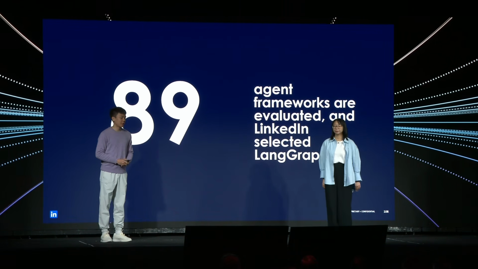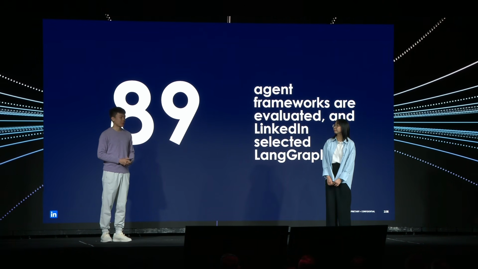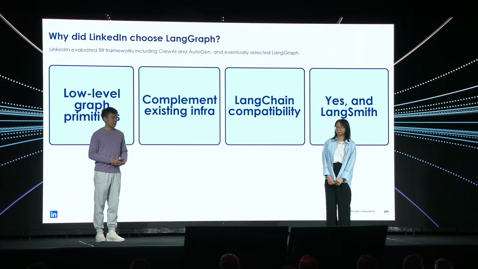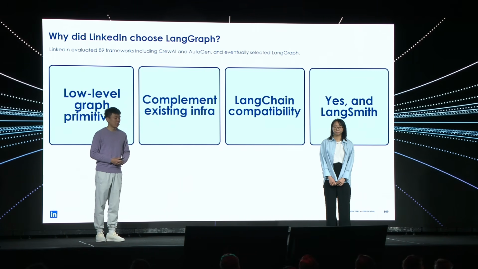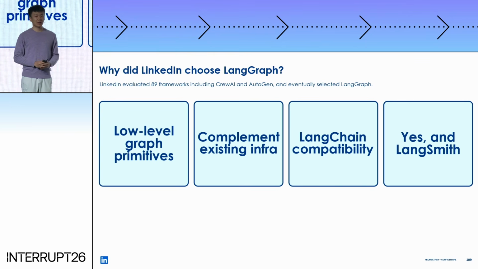Actually, LinkedIn selected LangGraph among 89 agent frameworks after a thorough research and evaluation. There are a couple of reasons. First of all, some agent frameworks don't provide enough low-level primitives. Some agent frameworks focus on areas that LinkedIn's infra already has. And LangGraph is the agent framework that complements our existing infra.